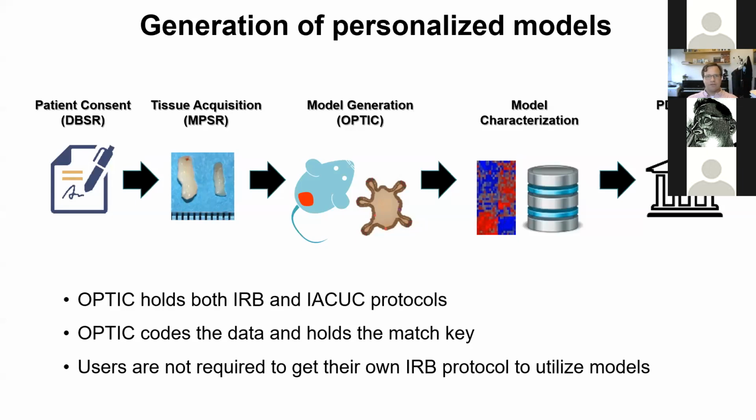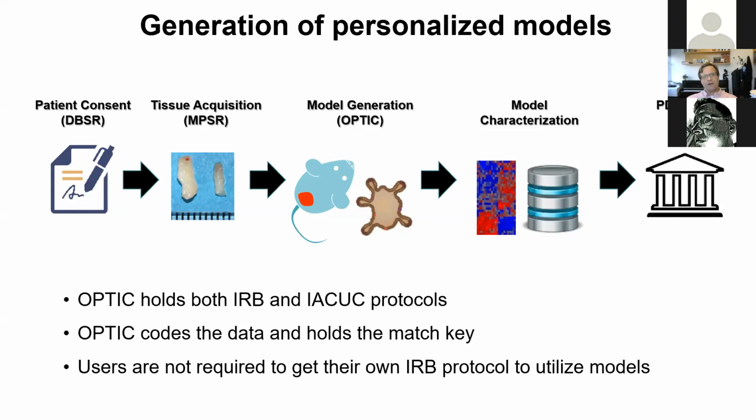So we can go ahead and work with the database shared resource to identify patients that match the criteria that users are interested in, and they will also help us with the patient consent process. OPTIC holds both an IRB and an HICCC protocol for this process, so you don't even need to get your own IRB protocol to do this. And then working with the molecular pathology shared resource, we can acquire the tissue from the patient as they undergo surgery. Right now we're limited to just doing surgical samples, but we're in the process of amending our IRB to expand that to include biopsy samples as well.